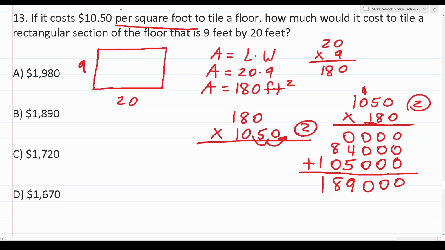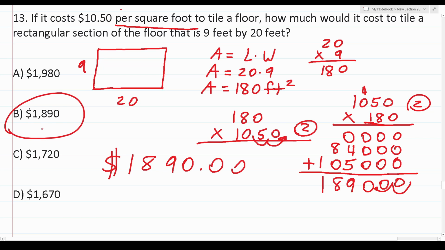Let's go ahead and bring in our 2 decimals, 1, 2. And there we have it. Our cost to tile this rectangular section of the floor is going to be $18,900. And we should see that that is answer choice B in this case. All right, so that's that one. Nothing too difficult there.